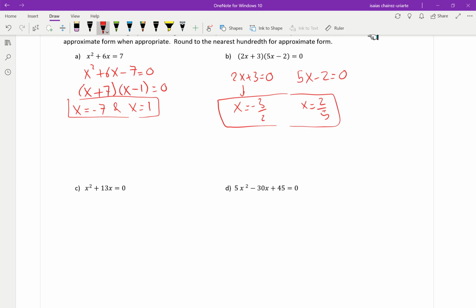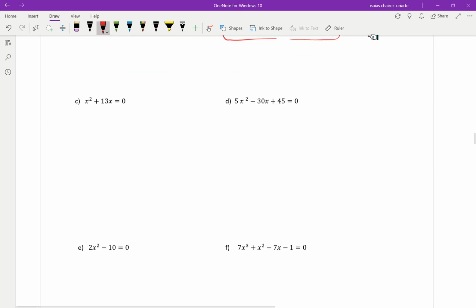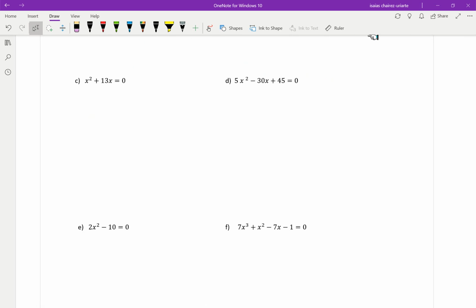Okay, let's move on to the next one. I don't know if they progressively get harder, we'll see. So for this one, what could I possibly do here? I guess I could complete the square. I could use the quadratic formula. Turns out I can also just factor here. I only have 2 terms. What do those 2 terms have in common? I would say x. So I'm going to factor out an x.